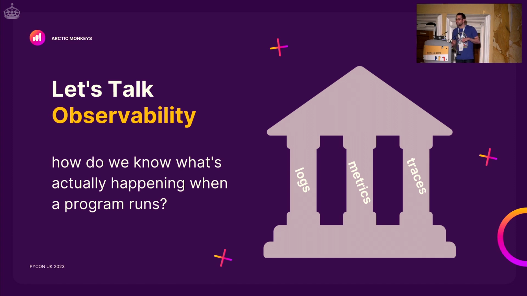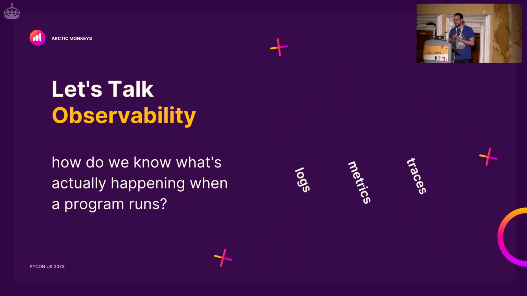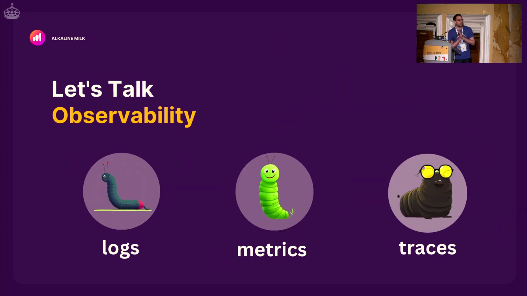I find this illustration of pillars insanely boring, so I reimagined them as 3 caterpillars. On the right, you will see the traces caterpillar, who is wearing sunglasses, even though we're inside, because traces are for cool kids. They are relatively complex to set up. They can be very useful, but they're out of scope for this talk, so we're not going to talk about traces.